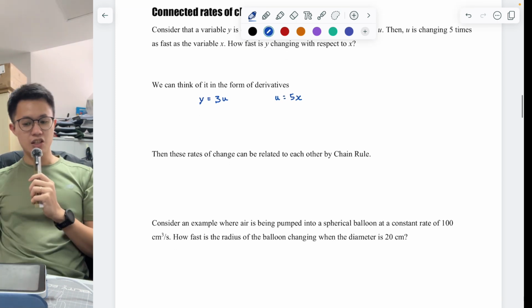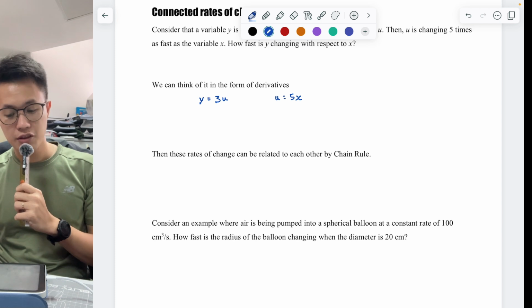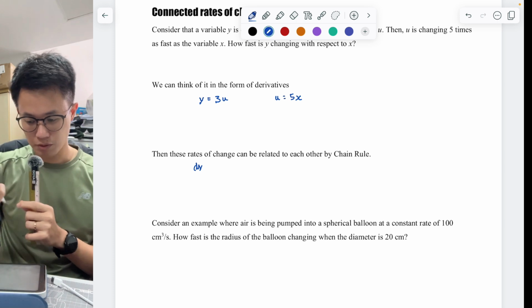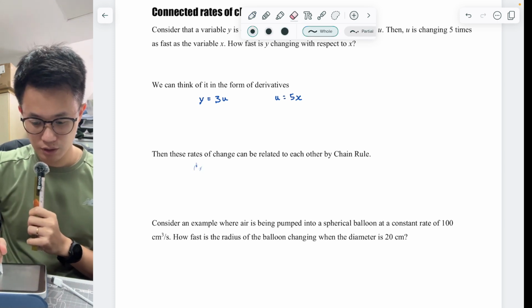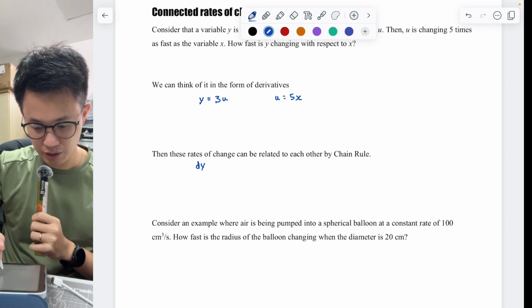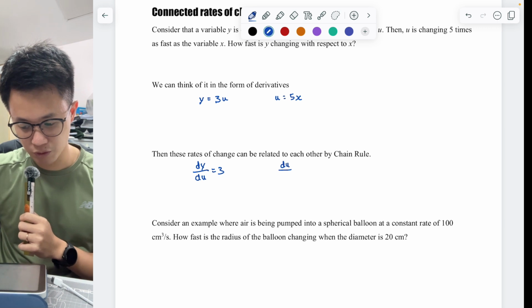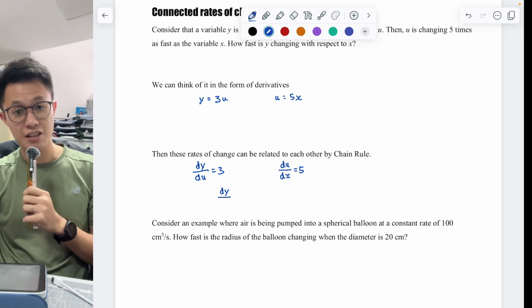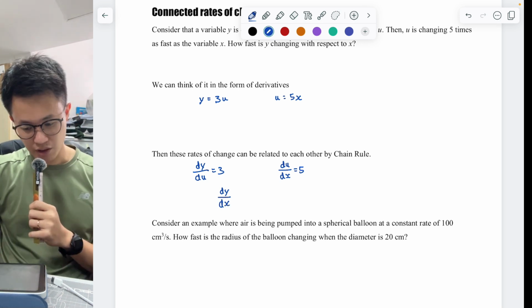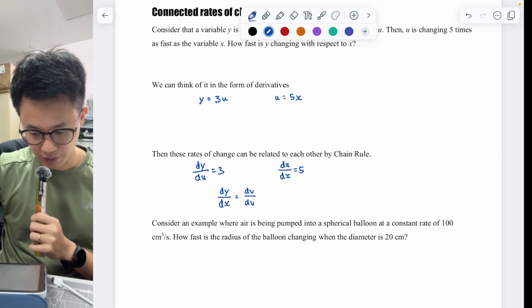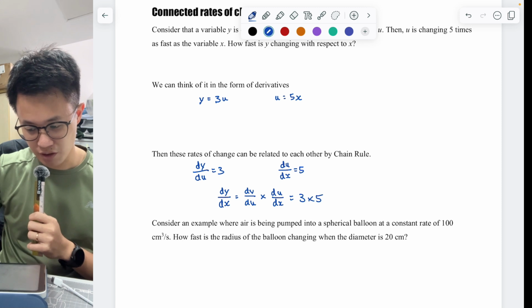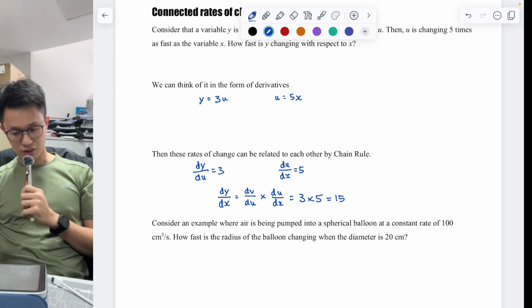These rates of change can be related to each other by the chain rule. So we have dy over du, which equals 3, and du over dx, which equals 5. The rate of change of y with respect to x is dy over dx. It's simply dy over du times du over dx, which is 3 times 5, which gives you 15. Pretty straightforward, nothing too difficult.